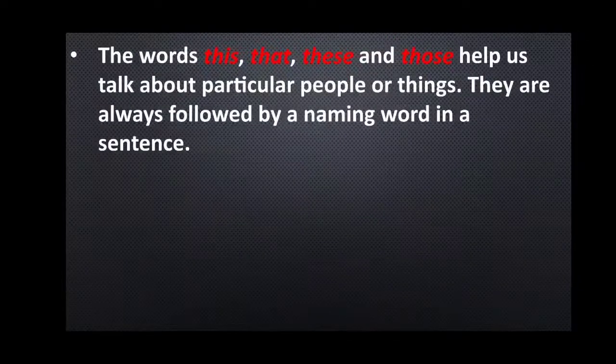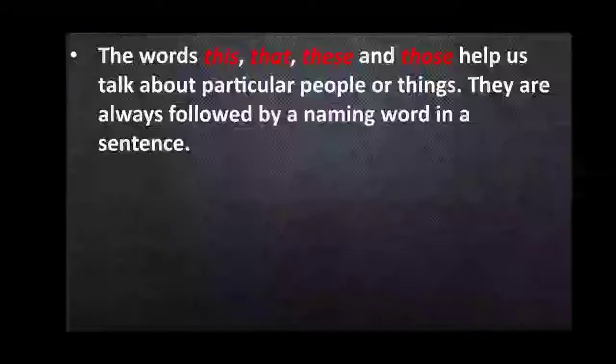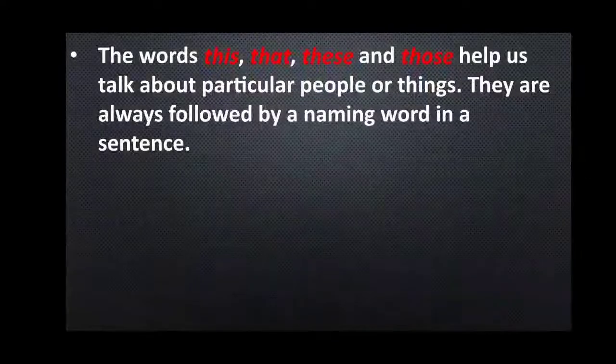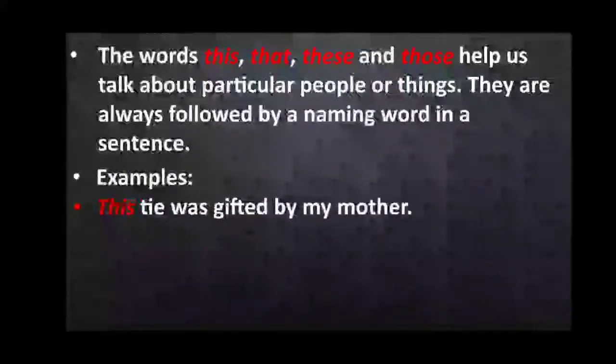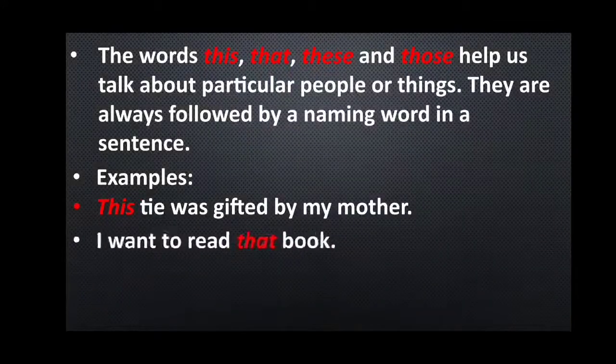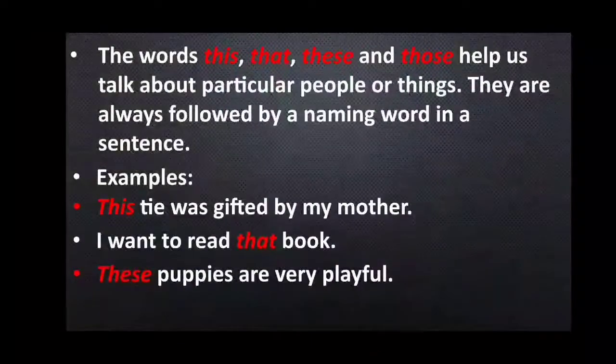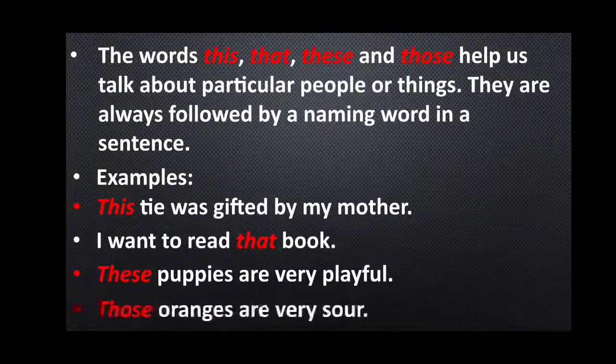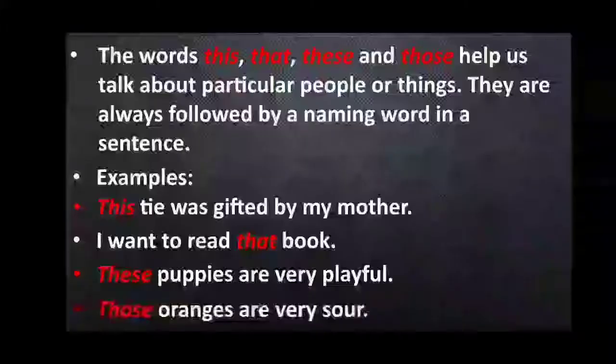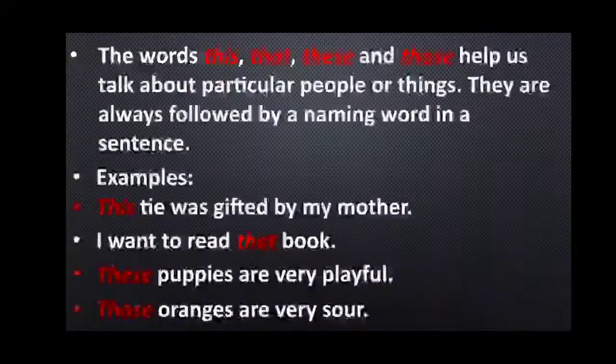The words this, that, these, and those help us talk about particular people or things. They are always followed by a naming word in a sentence. Let us see some examples. This tie was gifted by my mother. I want to read that book. These puppies are very playful. Those oranges are very sour. Let us now learn how to use these words.